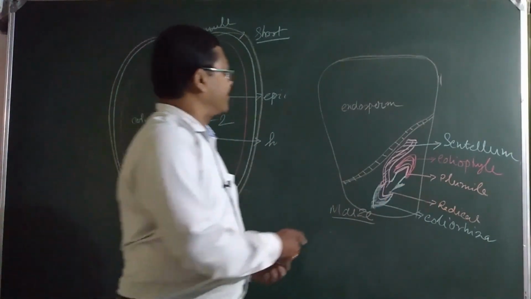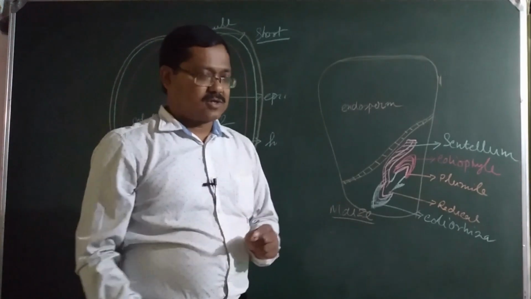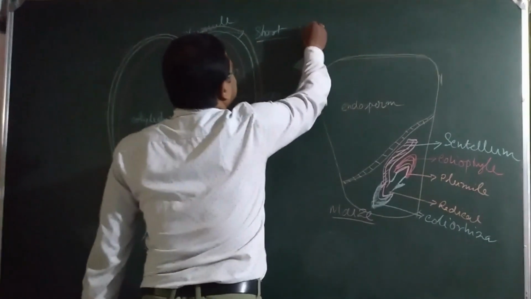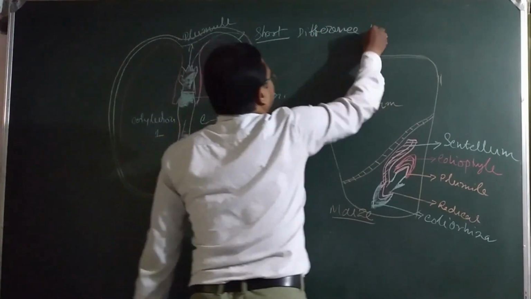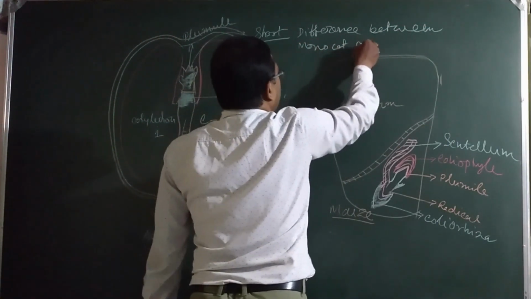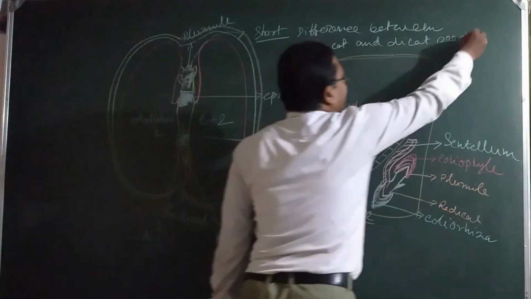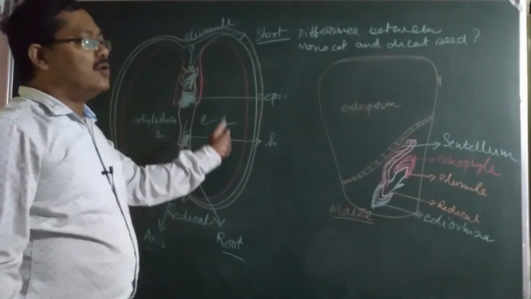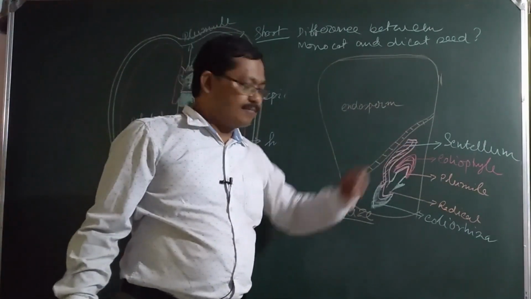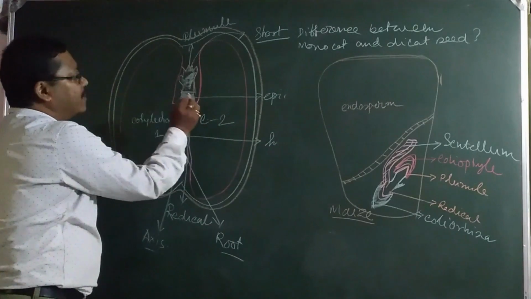So what is the difference between monocot and dicot seeds? The first difference is that dicots have two cotyledons, while monocots have a single cotyledon, which is called the scutellum. The second difference is that monocots have endosperm, while dicots have no endosperm.